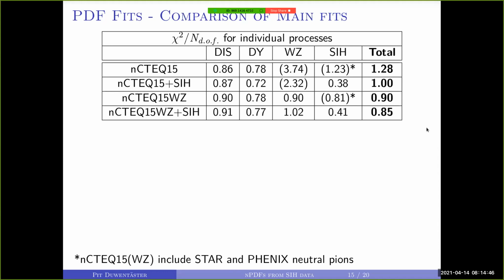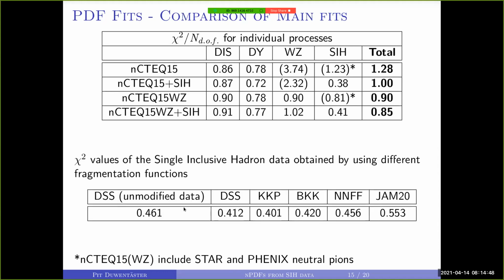If we compare different fragmentation functions for our final fit, they all deliver quite good chi-square values, all smaller than DSS if we don't add up the DSS uncertainties to our data, except for JAM20, which I mentioned already earlier, which fails to describe the proton-proton baseline down to 3 GeV. So this explains that.